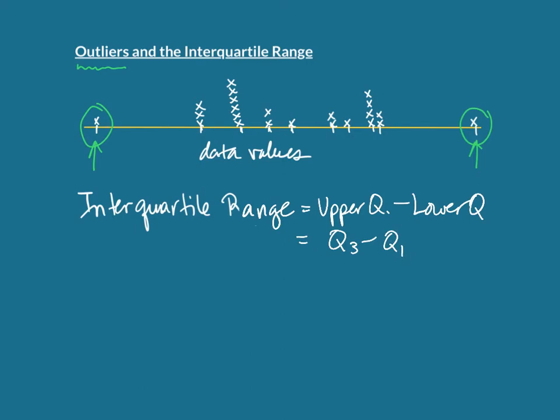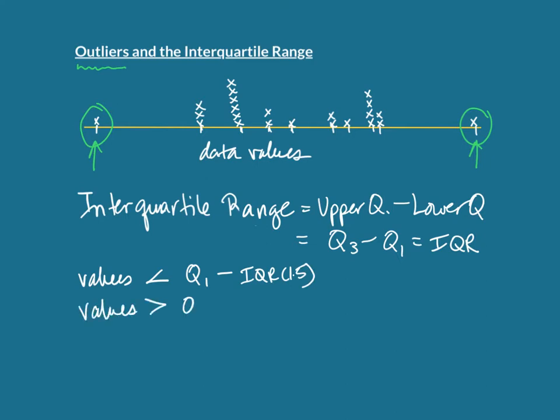Once we have that information, the IQR, we can compute outliers by finding any values that are less than the median, or sorry, no, that is not accurate. That is not true, not the median. Any values less than Q1 minus the IQR times 1.5, or any values greater than Q3 plus the IQR times 1.5.